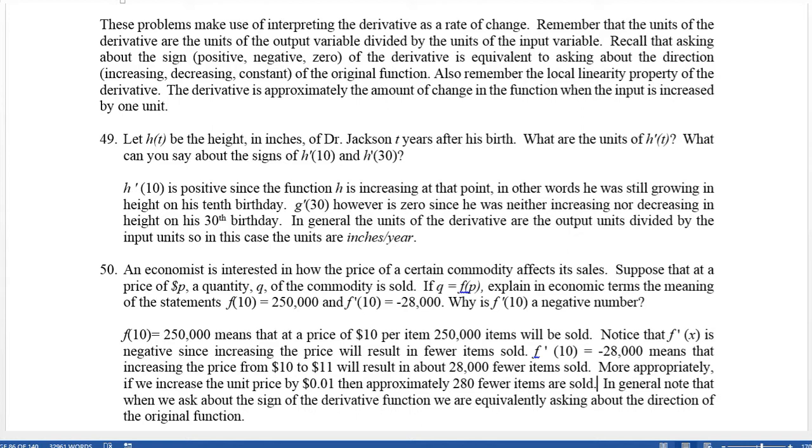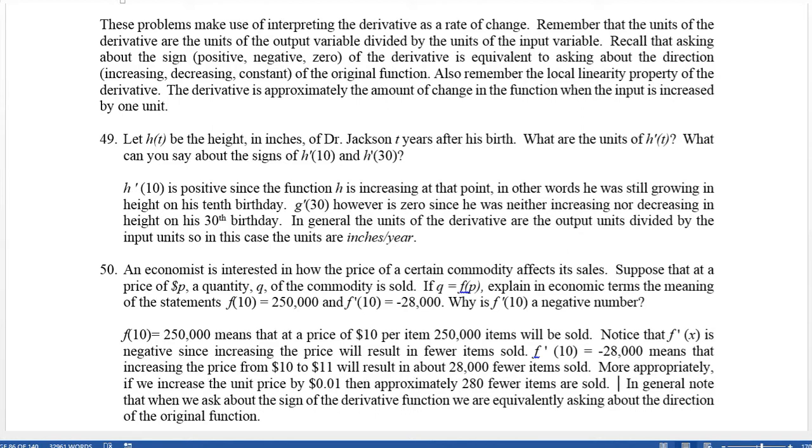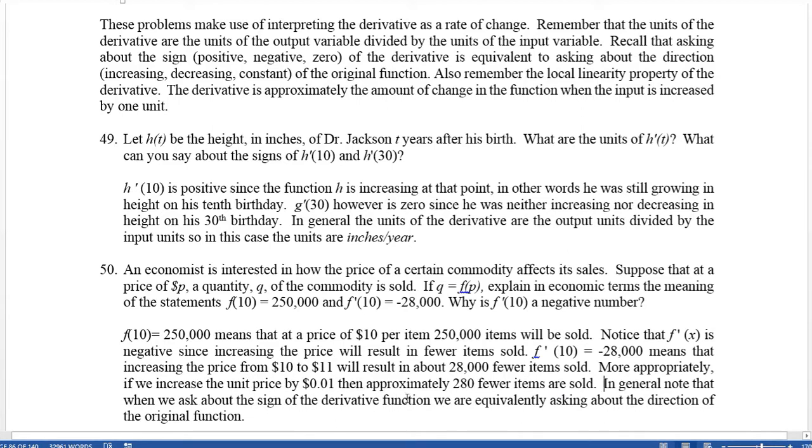Which of these is better? The better approximation is the one that's a smaller delta x. So it is more accurate to say that we'll be really close to 280 fewer items if you go up by a cent than it is to say that we'll go down by 28,000 items when we go up by $1 in price.